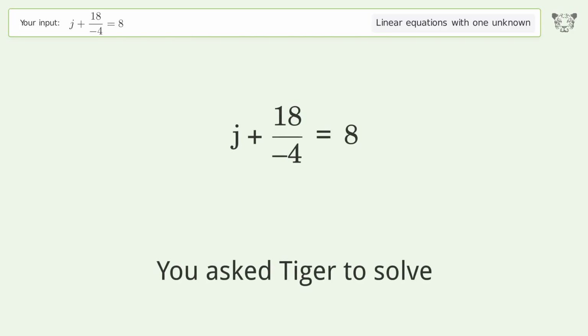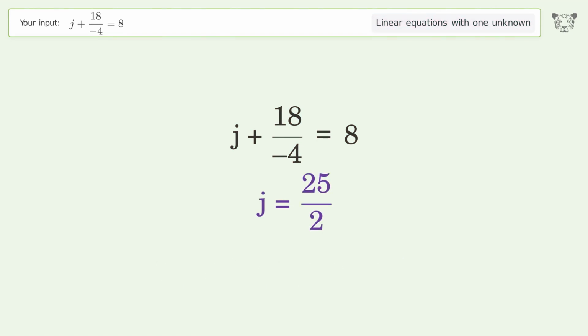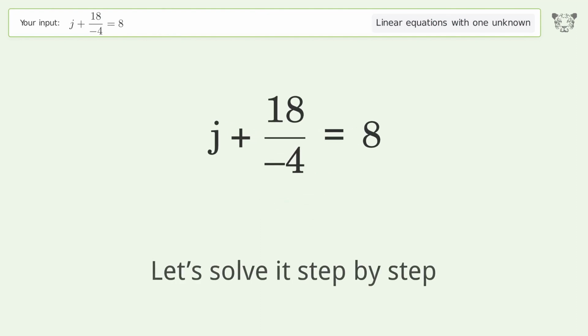You ask Tiger to solve. This deals with linear equations with one unknown. The final result is j equals 25/2. Let's solve it step by step.